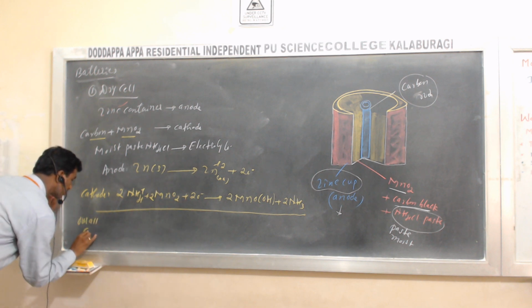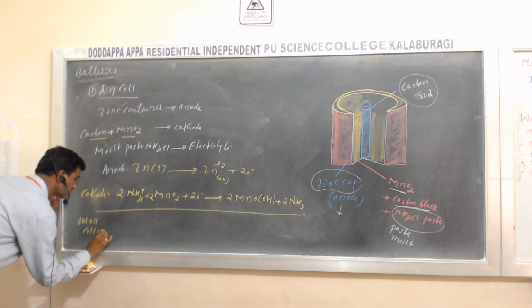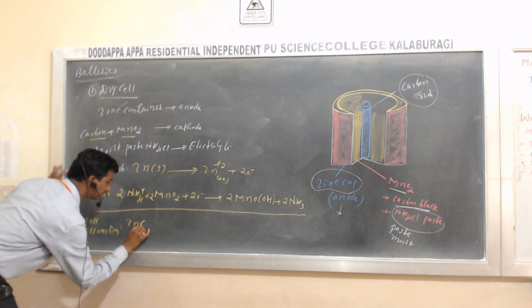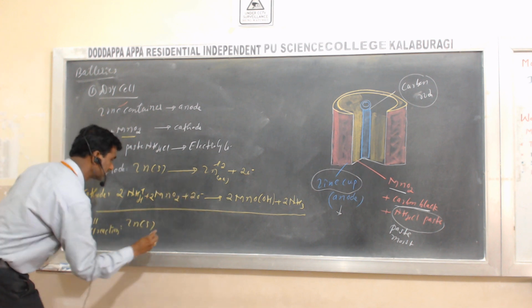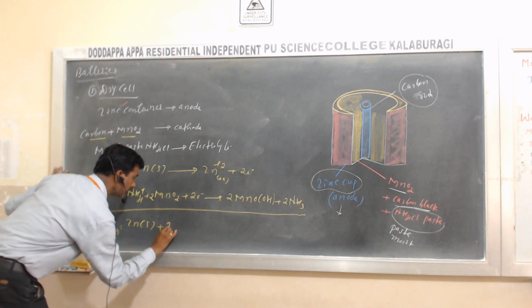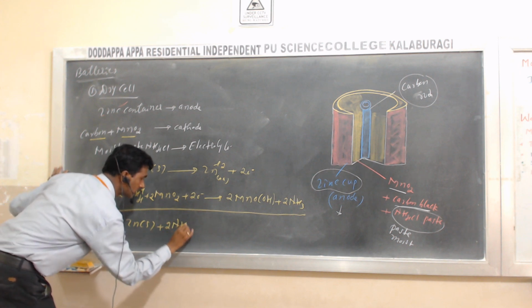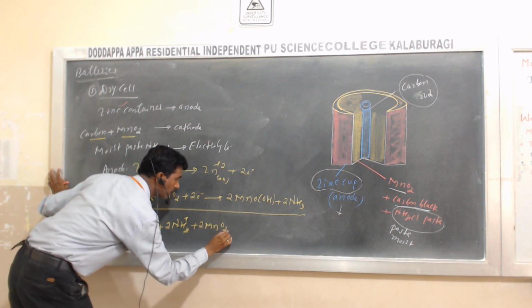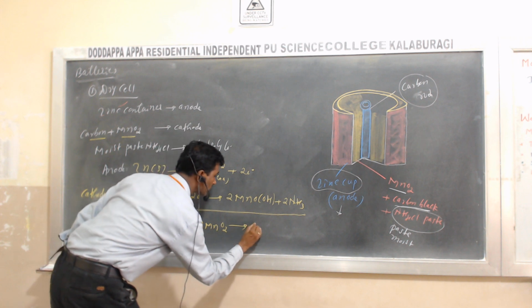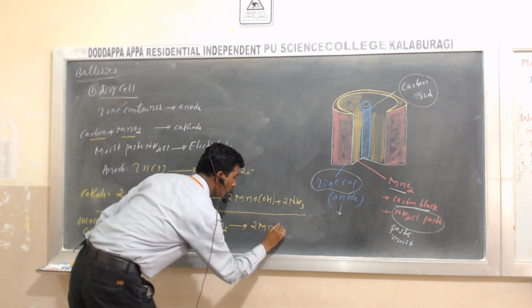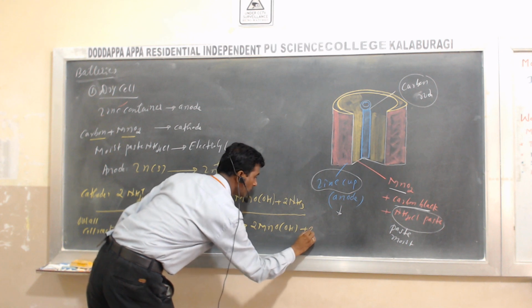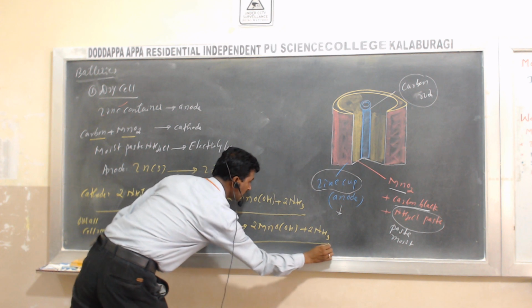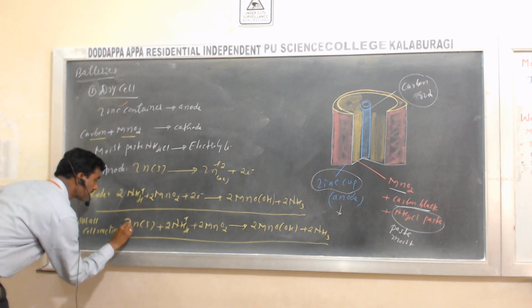What is the overall cell reaction? I can write it. On the left hand side: zinc solid, and the 2 electrons cancel. Next on the left hand side, 2 NH4+ and 2 MnO2, oxides of manganese. What is the right hand side, everybody? 2 MnOOH plus 2 NH3. So this is the overall cell reaction.